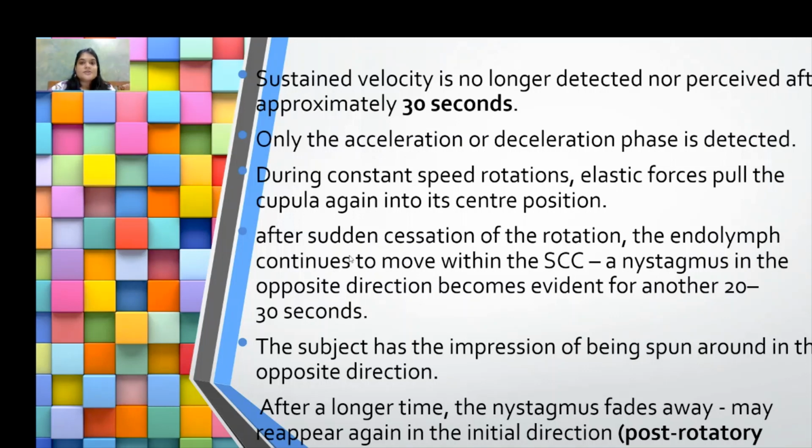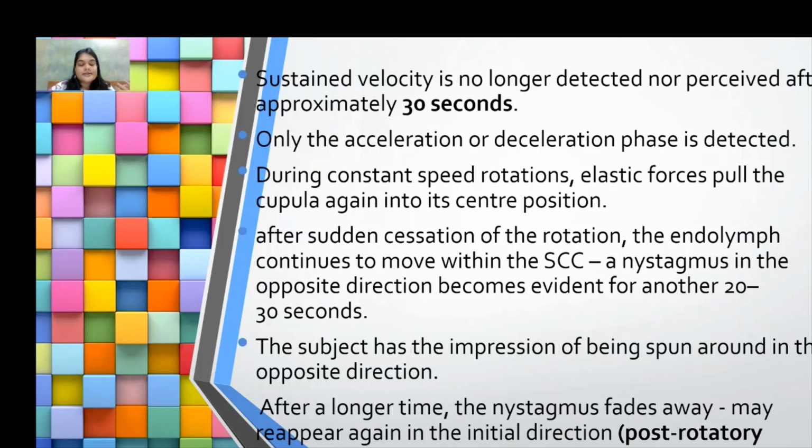Then what happens when you suddenly stop? Most of you would have experienced this as children when you're playing that rotating game, and you will be rotating continuously. When you stop, initially you will feel rotation, then nothing will be there. When you stop, suddenly you will feel that the whole round is rotating.